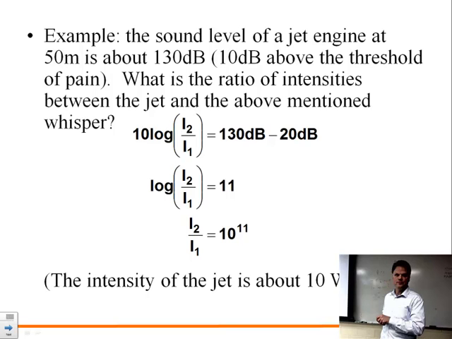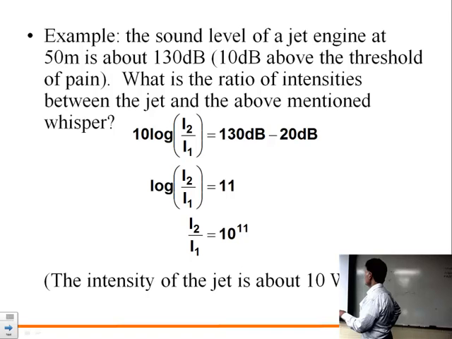But now, what is the ratio of intensities between the jet and the whisper? We know what the difference is, because we know that the jet engine is 130 decibels, and the whisper is 20 decibels. So now we're going backwards. We want to find the ratio. So here we start with the difference, and we know that this difference is equal to 10 times the log of the ratio. That was the previous slide. So now we just solve for the ratio.